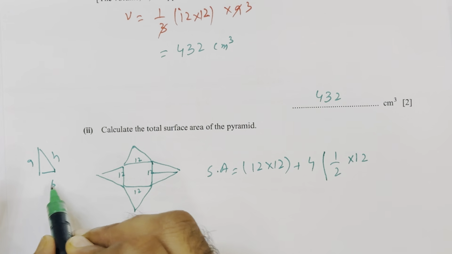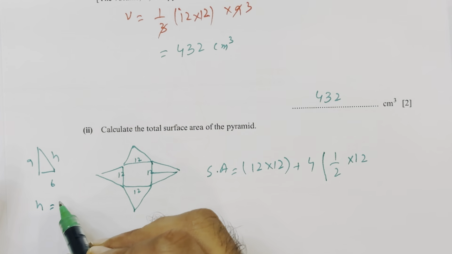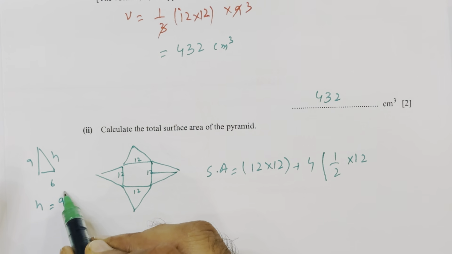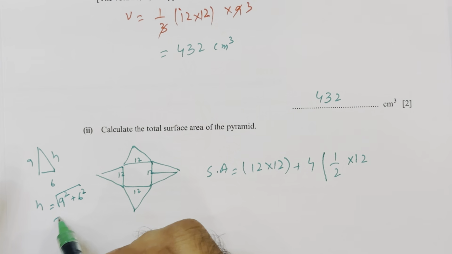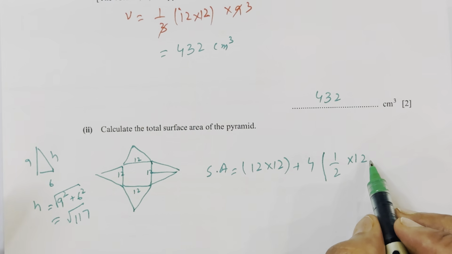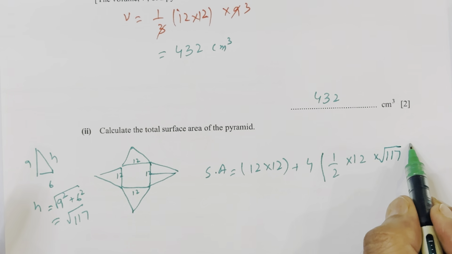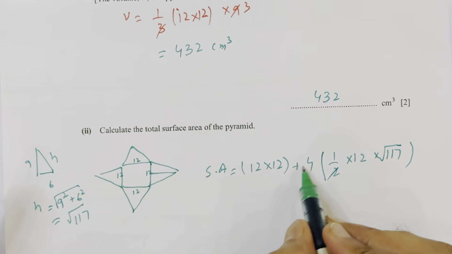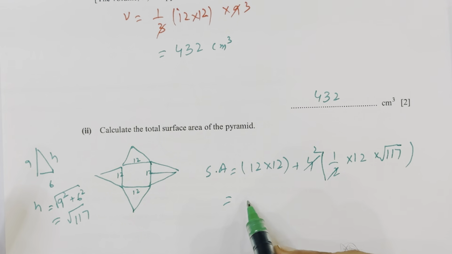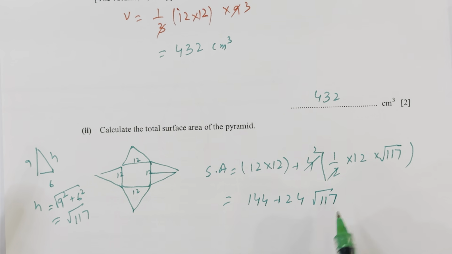And 9 and 6, this 9 is given. So after calculating h from the Pythagoras theorem, 9 square plus 6 square under root, you get the value of 117. So we're gonna multiply it by square root 117. So after solving it you get the value 144, then 24 into under root 117. After solving it, you get the value of 404 centimeter square.